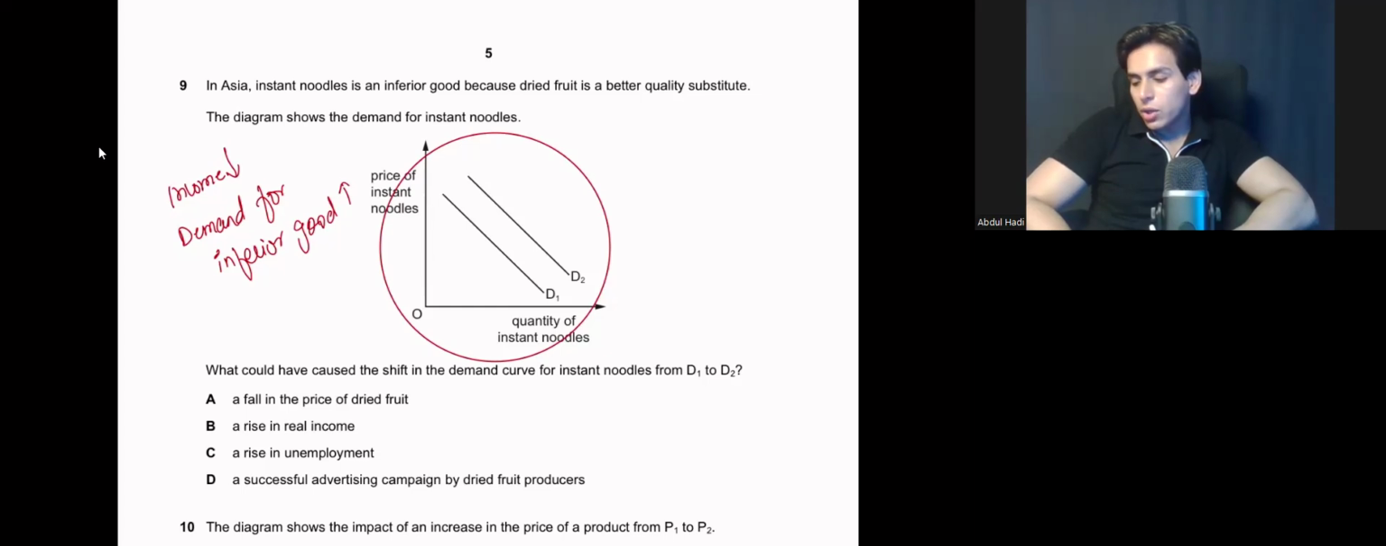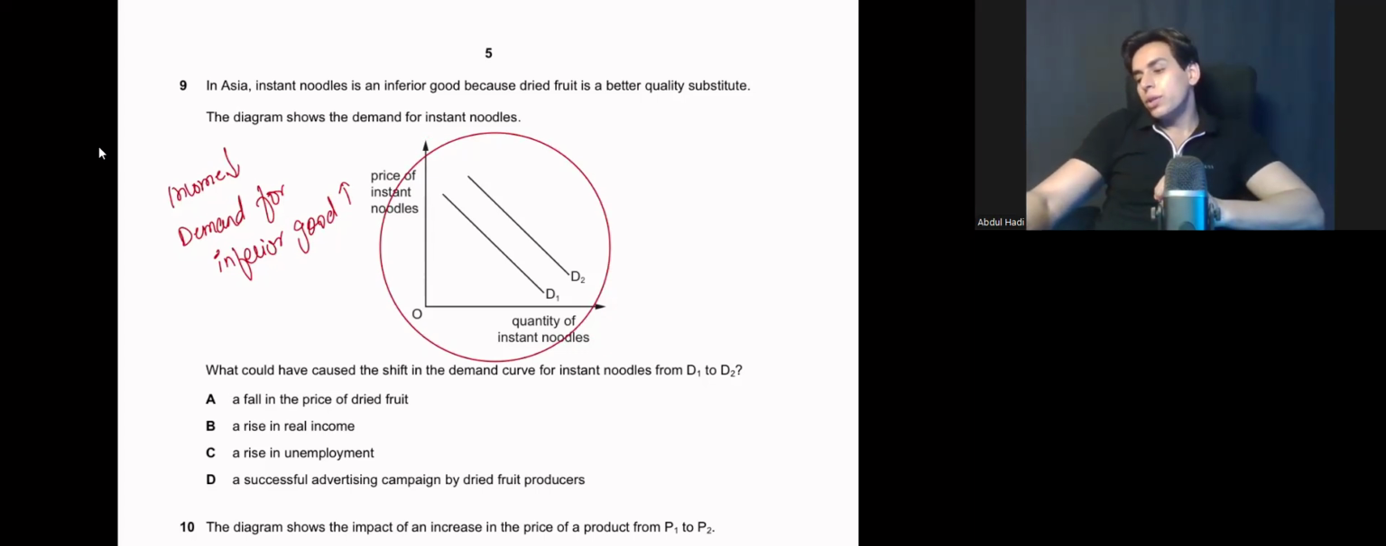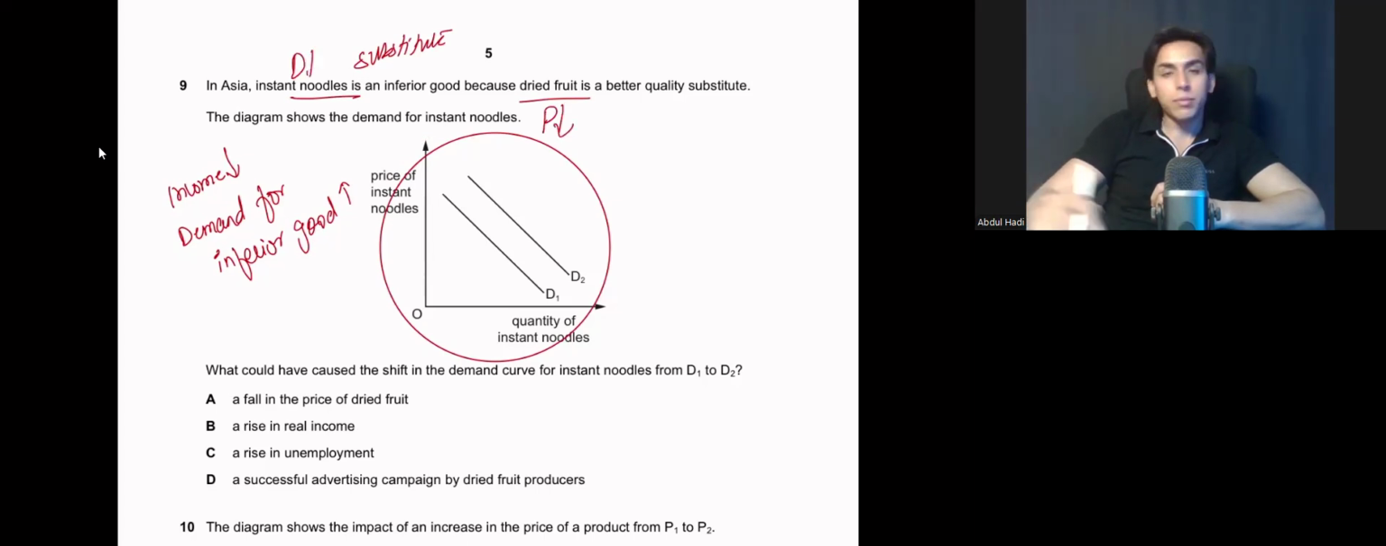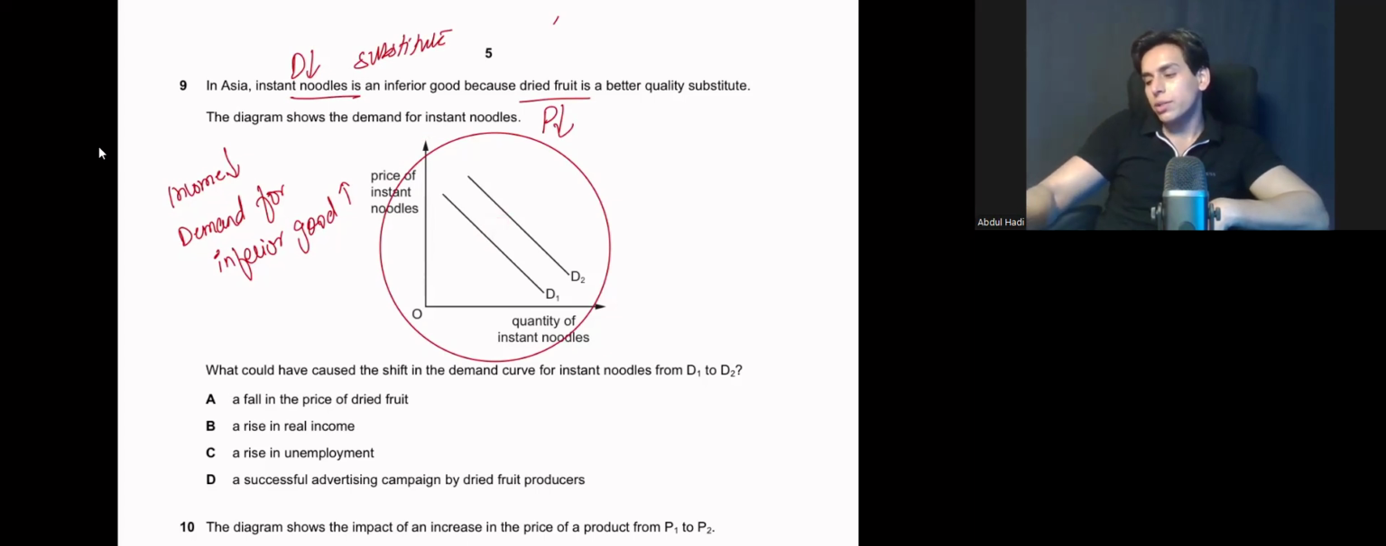Now let's take a look at the options. A fall in the price of dried fruit. It is saying that dry fruit and noodles are substitutes. So if there is a fall in the price of dry fruit, demand for noodles should have fallen because people will move towards dry fruit. Demand should fall for instant noodles if there is a decrease in the price of dried fruit. But in this case, your demand is rising. So it is not a correct answer.